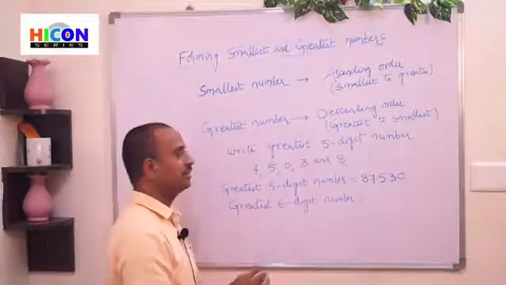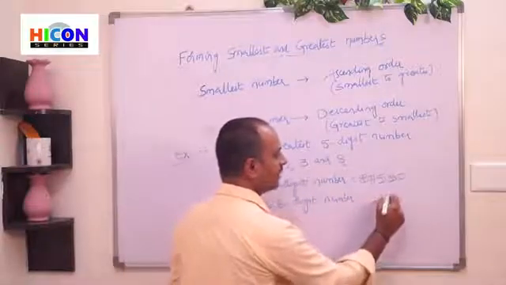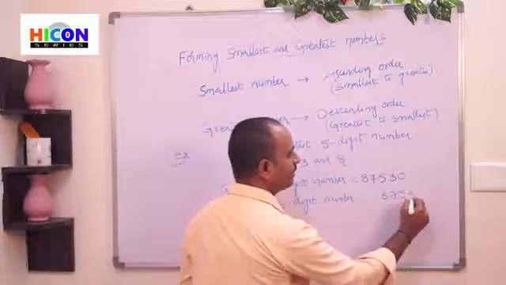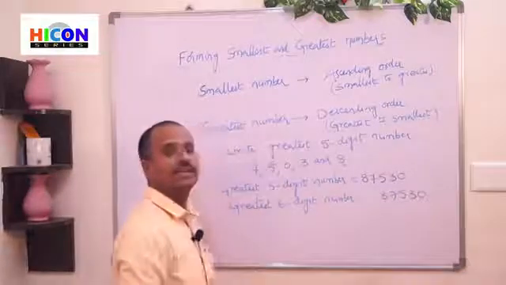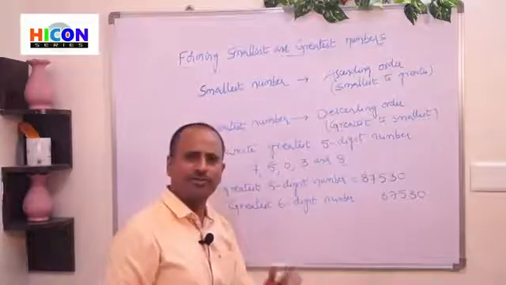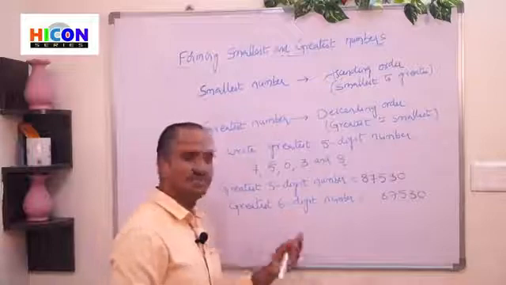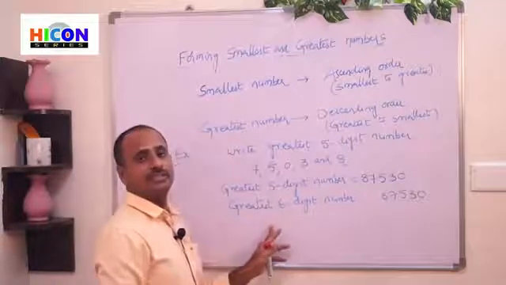So first write the given digits in descending order, that is 8, 7, 5, 3, 0. That means 87,530. But this number has only 5 digits, but we want a 6-digit number. So how to get a 6-digit number? That is the greatest 6-digit number.